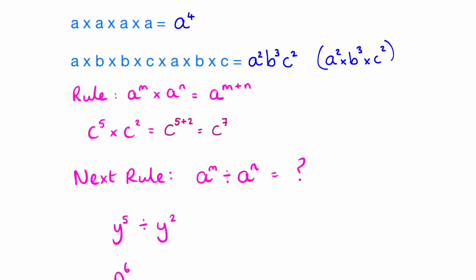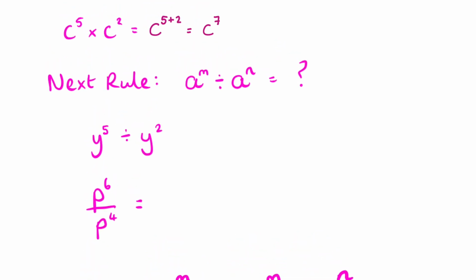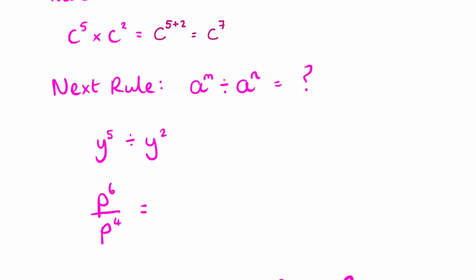Okay, now the next rule that we're going to go on to is A to the M divided by A to the N. Okay, so we're going to work out what that rule is by thinking about some fractions actually. The first thing that we need to notice is that if we're dividing, we can write it as a fraction. So y to the power 5 divided by y squared could also be written like that. Dividing fractions, it's top divided by bottom, or numerator divided by denominator. So we would need to work out what we've got left.